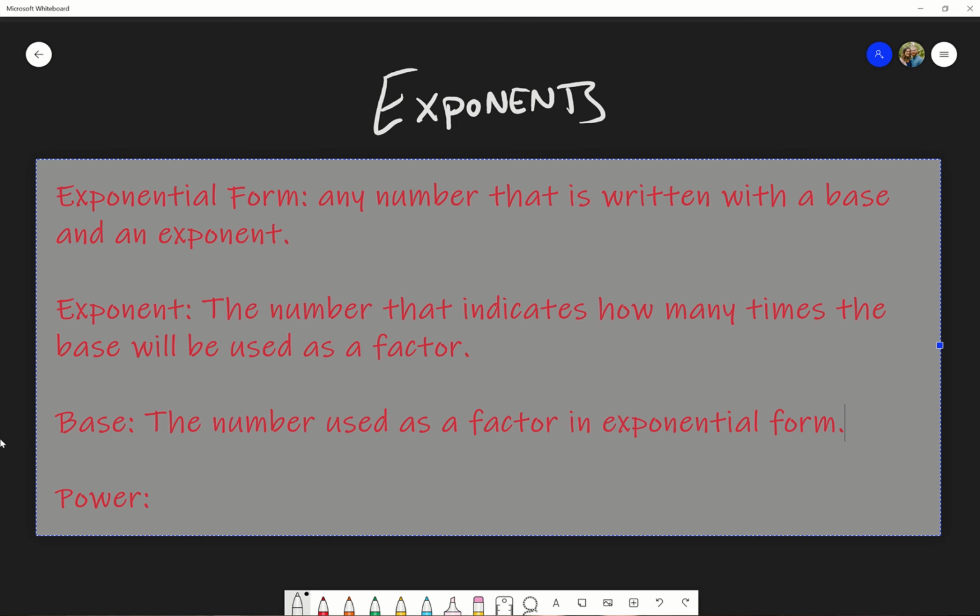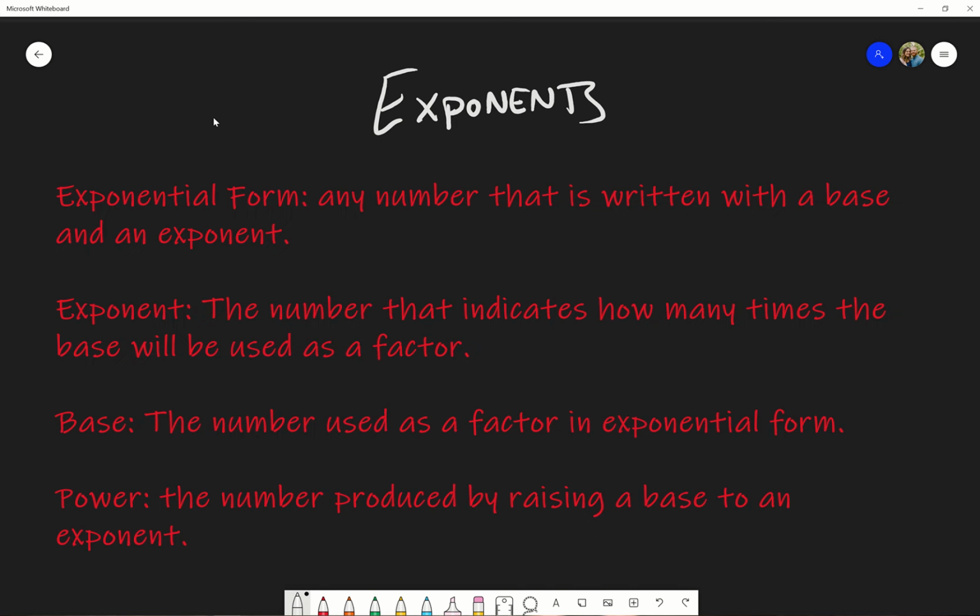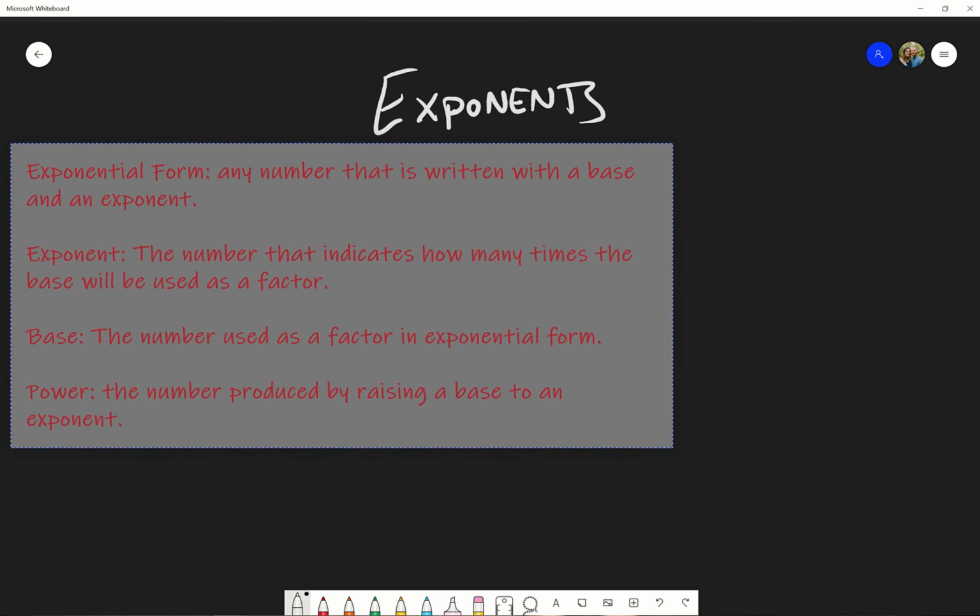And then finally, we have the word power. And power is the number produced by raising a base to an exponent. Now, I'm going to give you real examples of what all these look like, so we can understand what this means visually, mathematically, not just in a lot of words that we don't like to see. All right, exponents. That got really small.